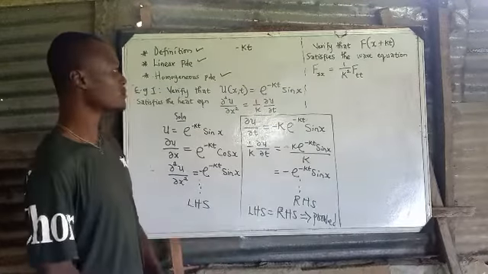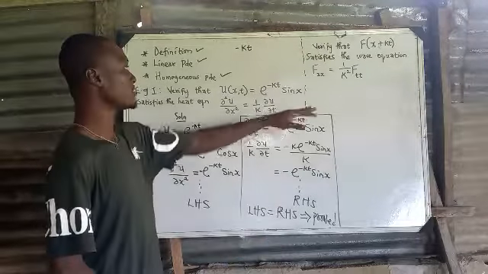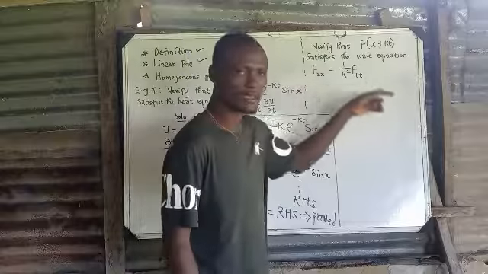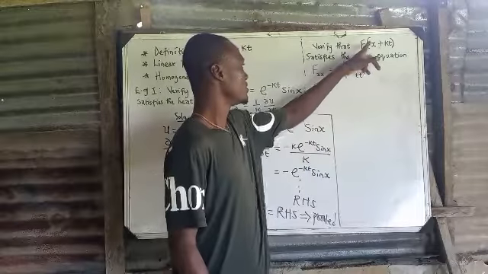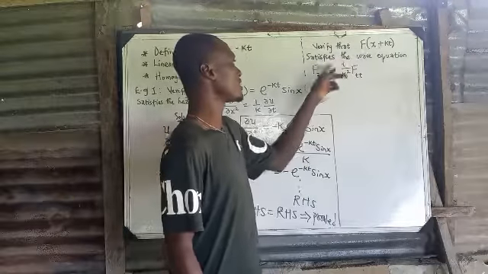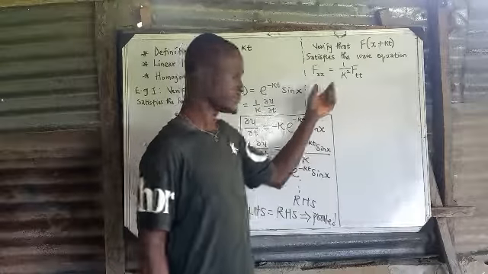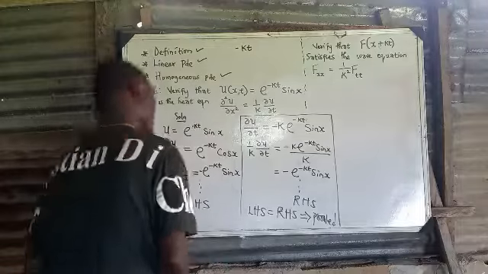I believe it's very, very simple. That is that. This is the next question. It's still in the material. It says we have to verify that f of x plus kt satisfies the wave equation. This is the wave equation. Now we are going to answer that.